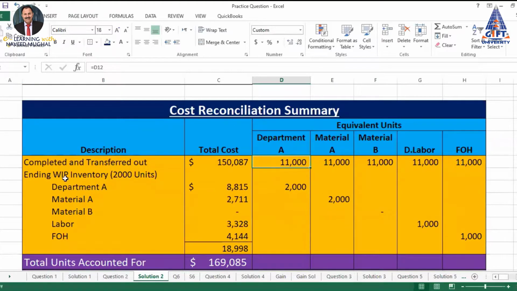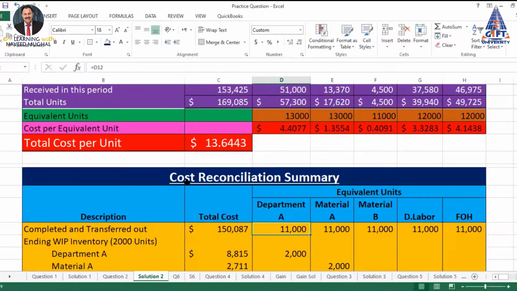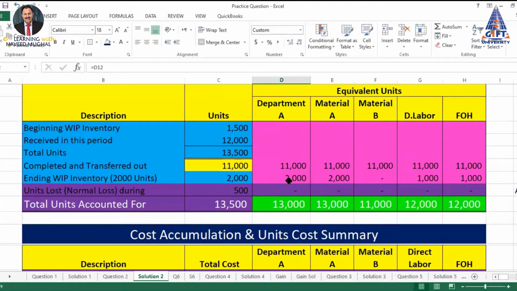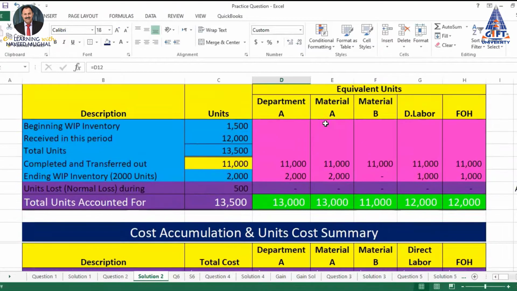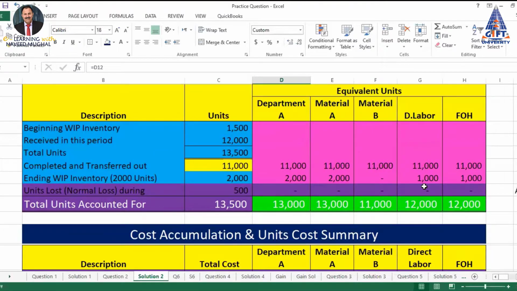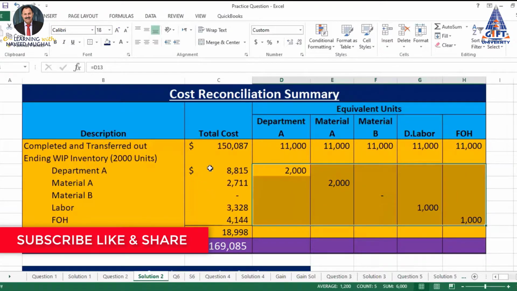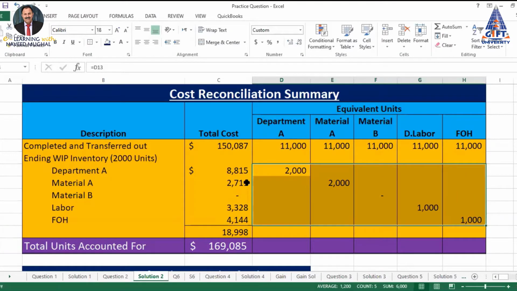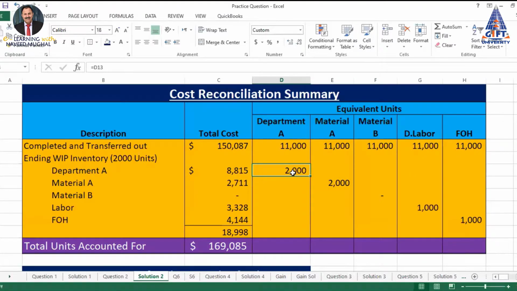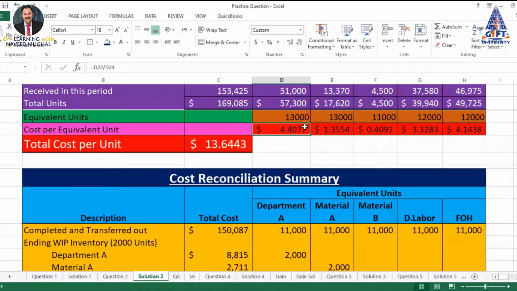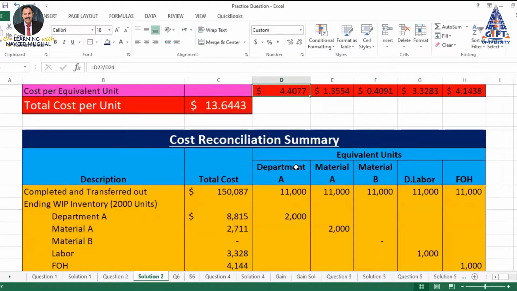Then what about the ending work in process units? We have 2,000 units, and with the stage of completion, we calculated the equivalent units of each cost element, for department A, material A, material B, labor, and FOH. We will use these figures to calculate the ending work in process inventory cost. Here we have 2,000 equivalent units of department A, and we multiply by the department A cost per equivalent unit, which is 4.40.